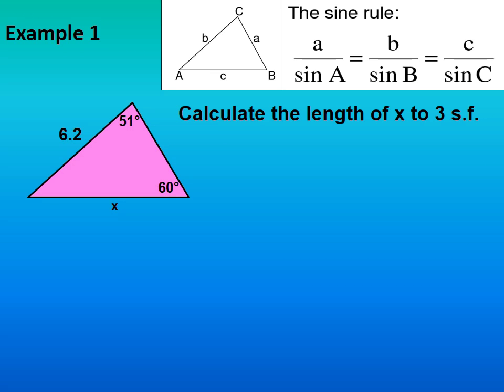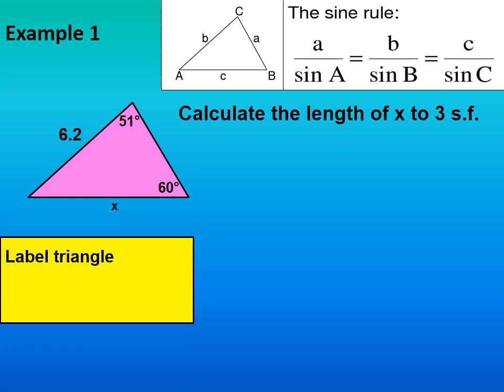So let's have a look at an example using the sine rule then. Same as before, we need to label our triangle first. So capital A, capital B, capital C, little c, going around our triangle. Once I've got that, I can use my formula. So a over sine A. I haven't got anything for capital A, and I haven't got anything for a, so I'm not using that part of my formula. b over sine B, I've got 6.2 and sine 60, and c over sine C, I've got sine 51, and then x is the value I'm trying to work out.